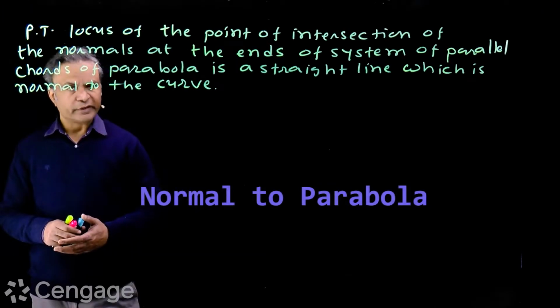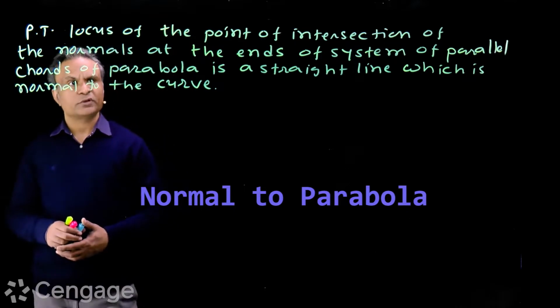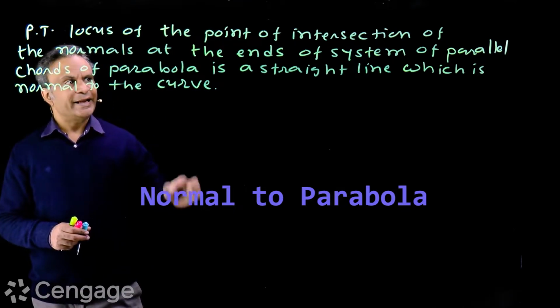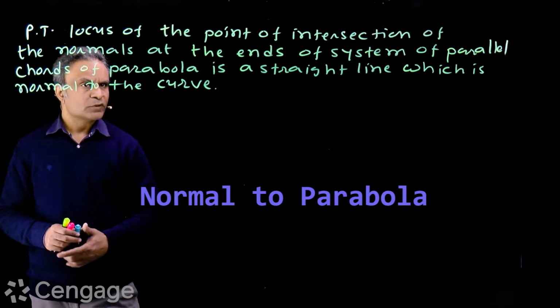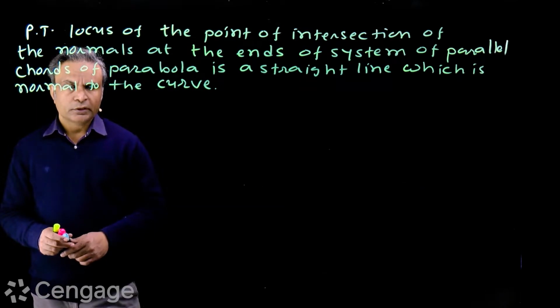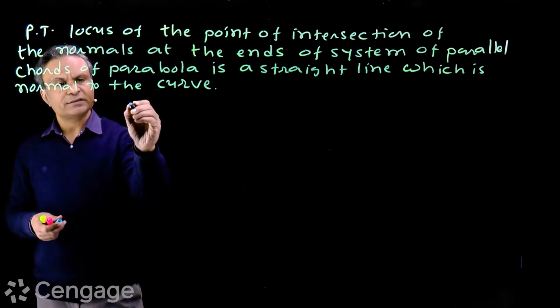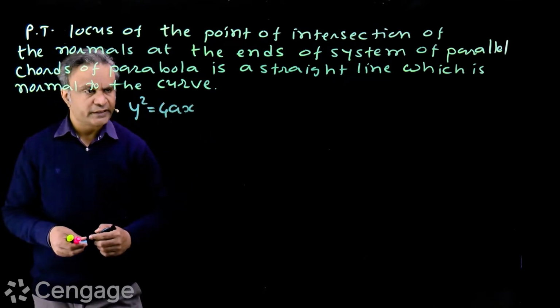Okay, now here we have one very interesting question. Prove that the locus of the point of intersection of the normals at the ends of a system of parallel chords of a parabola is a straight line which is normal to the curve. Now to do this question, we consider the standard equation of parabola y square is equal to 4ax.